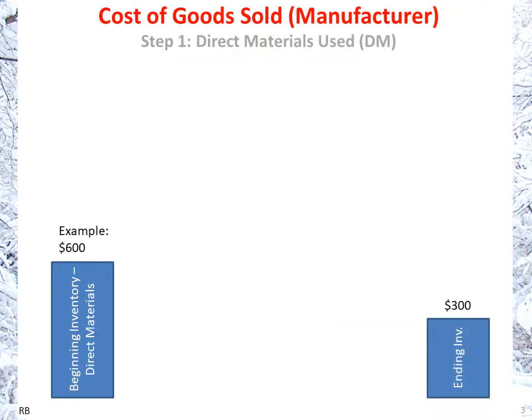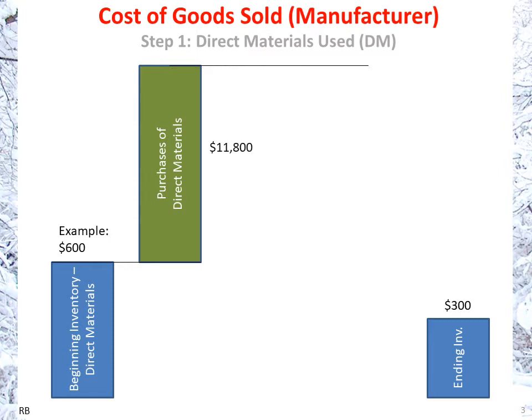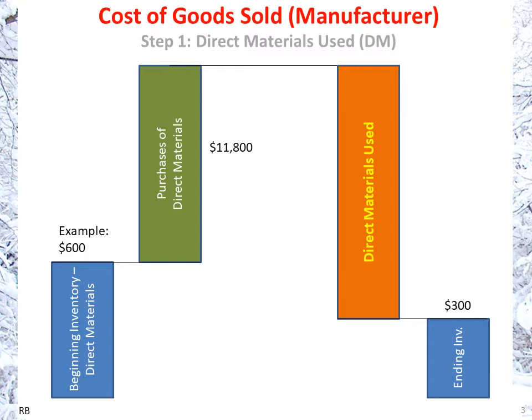Now, for a manufacturer, we don't have purchases of goods for sale. We have to create the goods for sale with our manufacturing. What we have, though, is direct materials. And using the same kind of pattern, we have beginning inventory of direct materials and an ending inventory. Then we have the purchases of those direct materials. And here, again, we can calculate the direct materials used for manufacturing. And the equation, as you'll see, is the same structure.